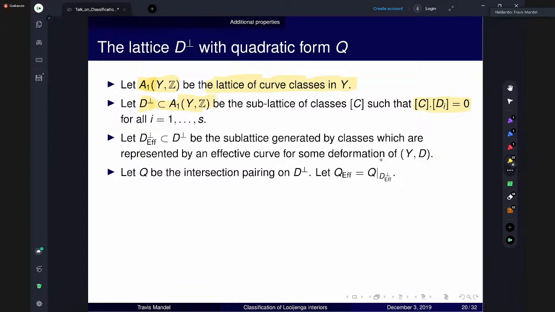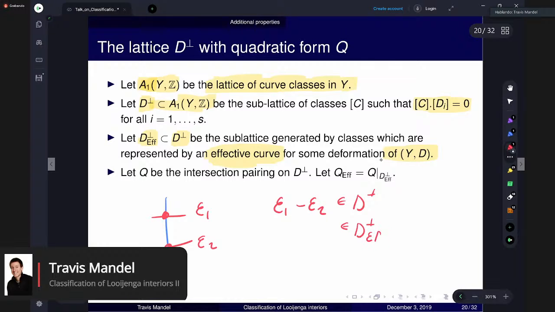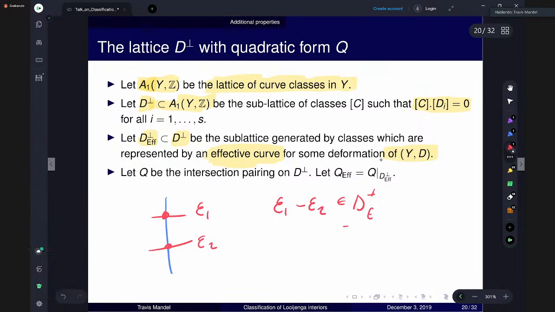And then sometimes I'll want to write D perp effective for the sublattice of D perp which is generated by classes that can be represented by effective curves, not necessarily in (Y, D), but maybe in some deformation of (Y, D). So, for example, if I'm blowing up 2 points on here, you could look at E1 and E2, and E1 minus E2 would live in D perp. And in fact, E1 minus E2 actually lives in D perp effective.